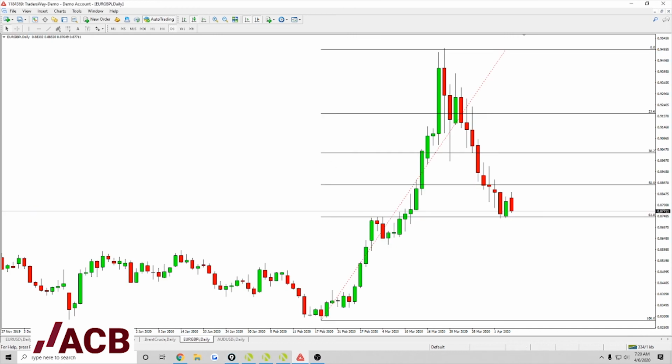Euro GBP holding the 61.8 for the time being. You can see we do have this level here, and holding that 61.8 level on the fib retracements. I think it's very possible that this could get a bounce here. Still watching to see what the price action ultimately says.